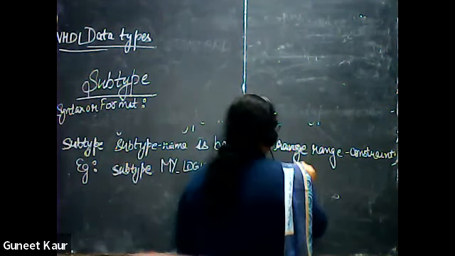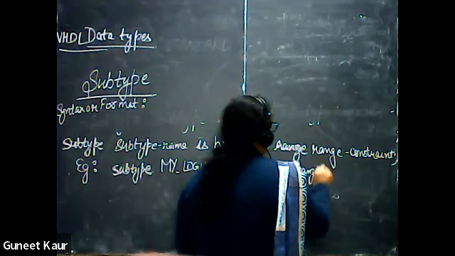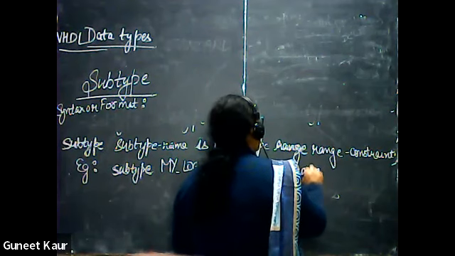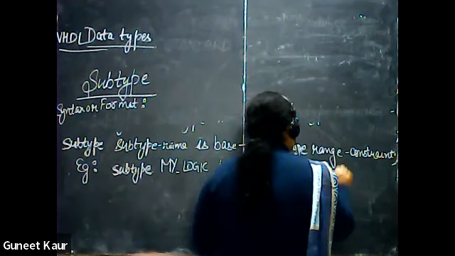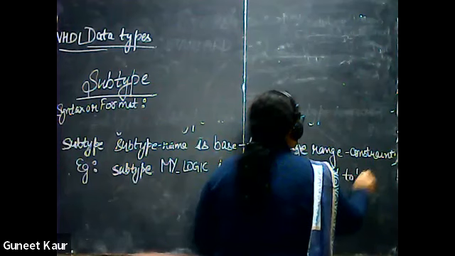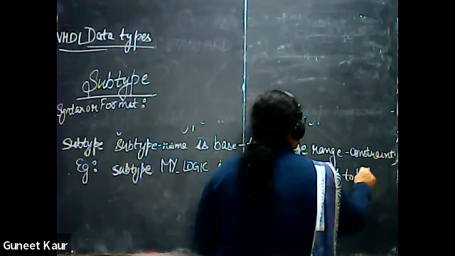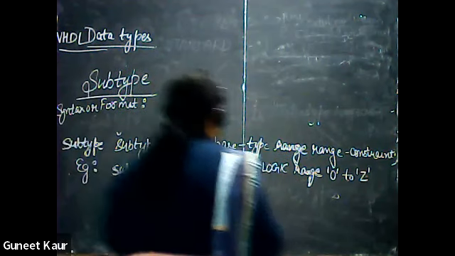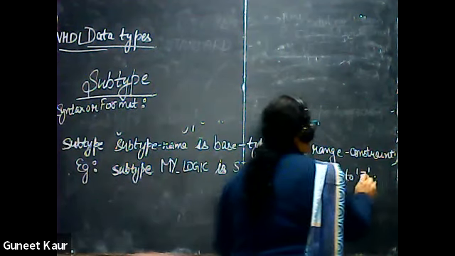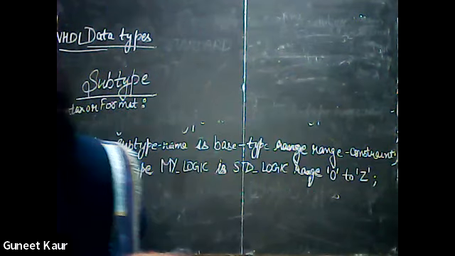Range, it should be bold. Then single quote 0 to single quote Z, and then here semicolon. Now next is here.